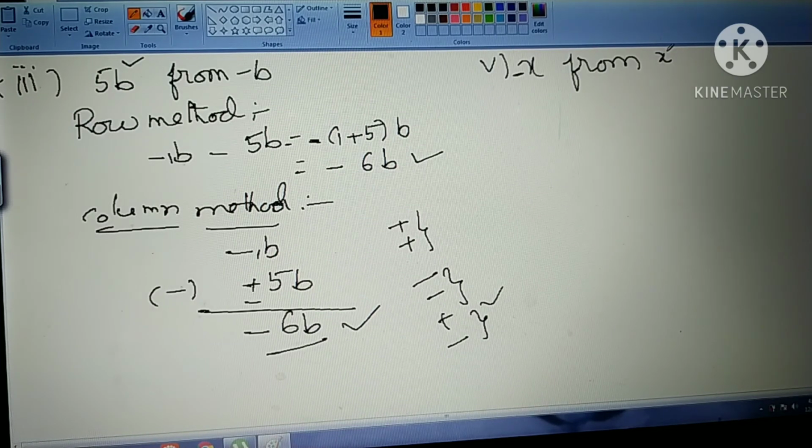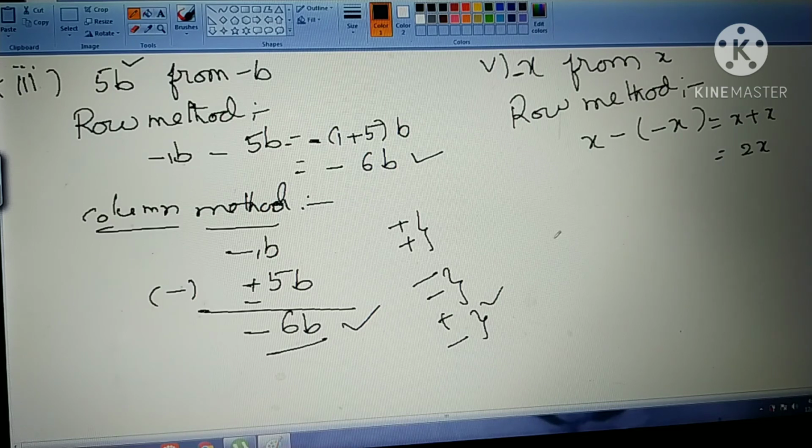Now see what happens here. Minus x from x. Minus x we have to subtract from x. See, for row method. So from which algebraic expression we have to do? From x. What we have to do? Subtraction. Which one we have to subtract? Minus x. Now see, minus into minus will become plus x. What you get here? x plus x, 2x. Understood? Now see column method.